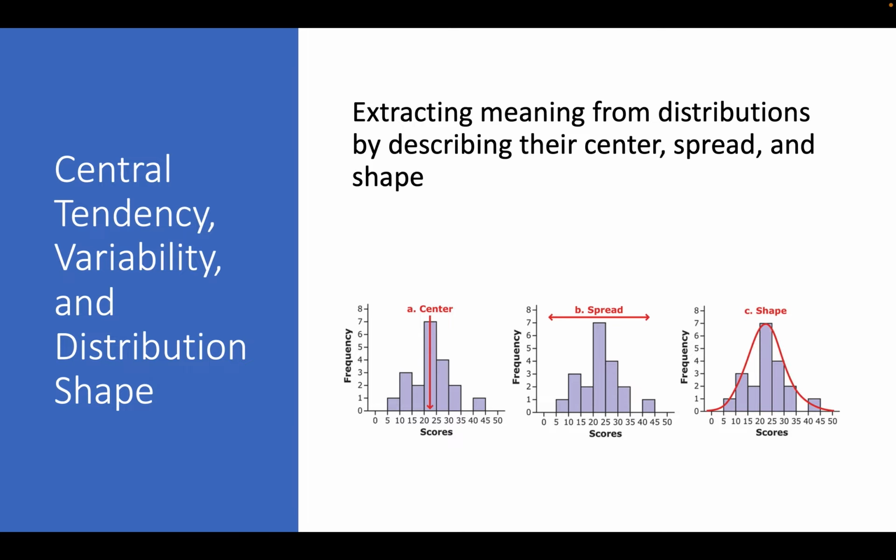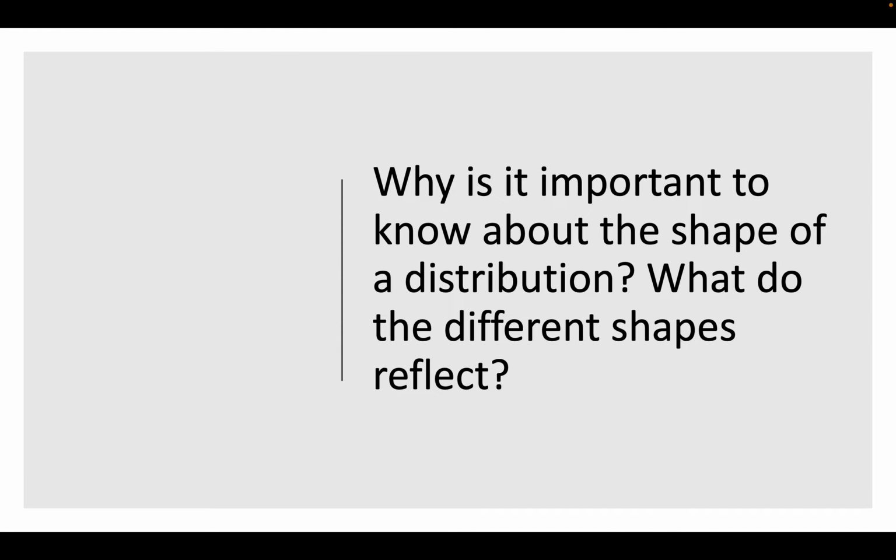Now, we've talked about the center of our data and our spread. So now we need to talk about the shape of our data, okay? So we've touched on a few of these concepts very lightly, but we're really going to dig into them now, and hopefully all of these floating parts start to come together when we're looking at describing our data. So why is it important to know about the shape of our distribution, and what do the different shapes reflect? Well, shape is a good indication of how normal our data is.